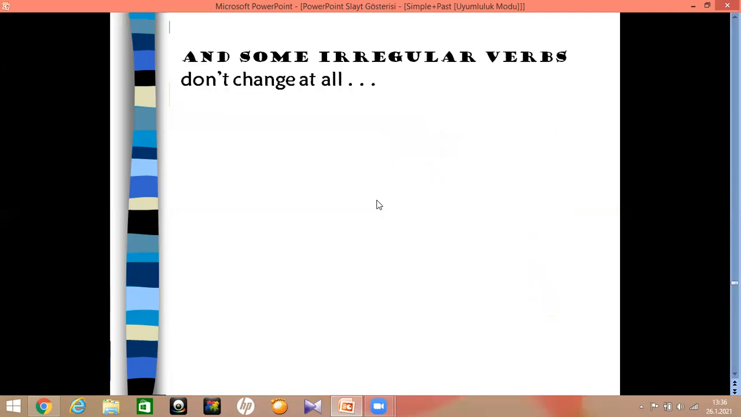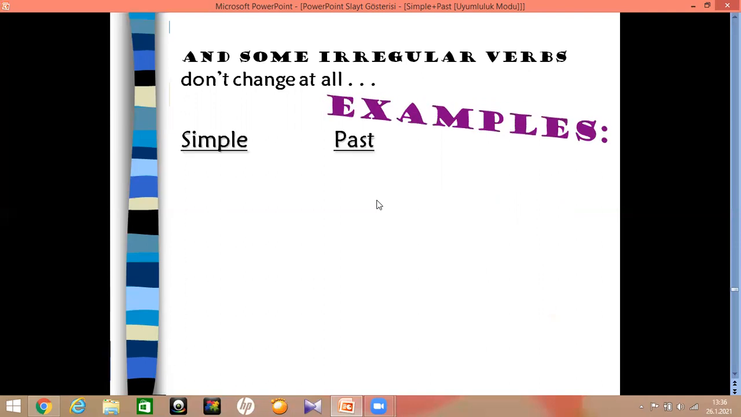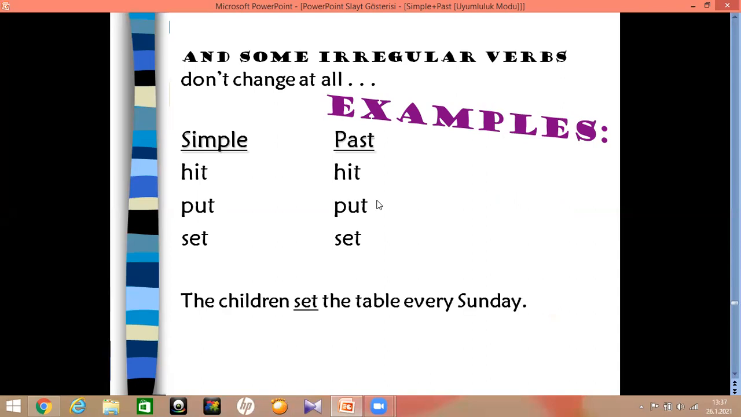And some irregular verbs don't change at all. Let's see the examples. Simple and the past forms. Hit, hit. Put, put. Set, set. The children set the table every Sunday. The children set the table last night. As you see, they don't change.